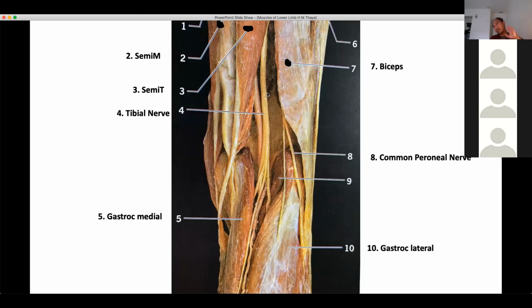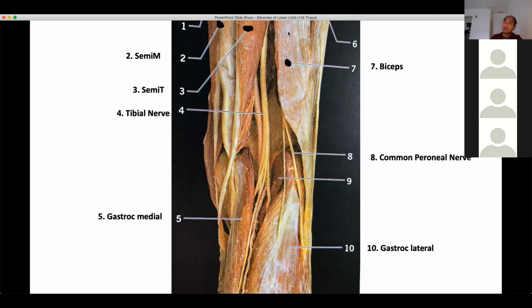Now looking at the back, this is the right leg, this is the lateral side, this is the medial side, and this is the posterior view of the right leg. So the lower part of the femur, the upper part of the tibia, and the posterior aspect of the knee joint. I hope you have the orientation. This is the posterior view of the right knee. This is the lower thigh, this is the upper leg, and this is the back of the knee.